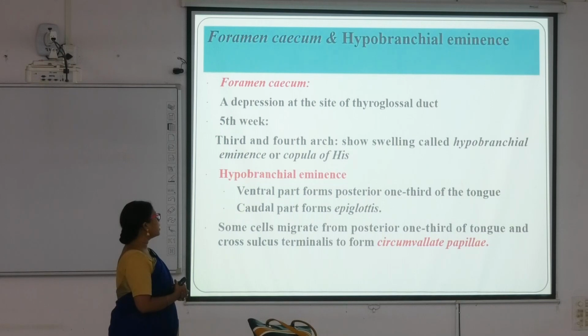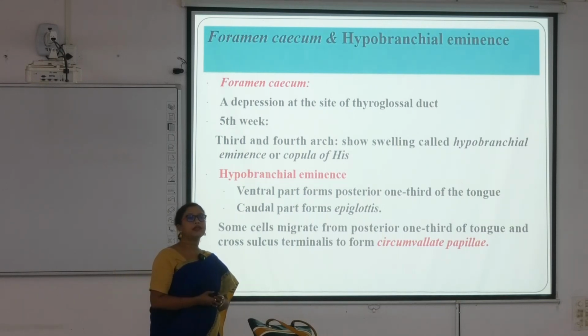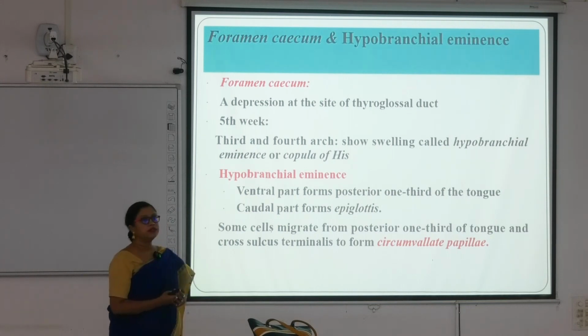Now, hypobranchial eminence we have already discussed. It has two parts. One is the cranial part, another one is the caudal part. The cranial part will give rise to the posterior one-third of the tongue, whereas the caudal part will give rise to the region just posterior to the sulcus terminalis. It will give rise to the epiglottis.